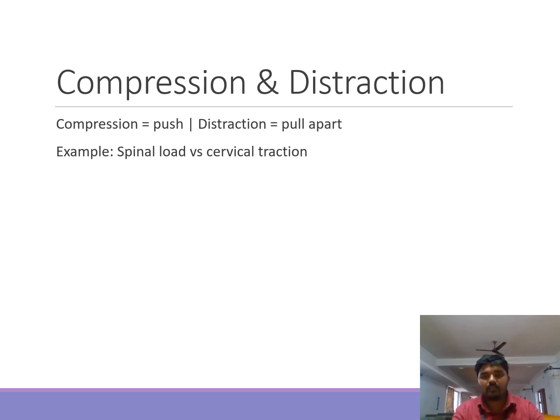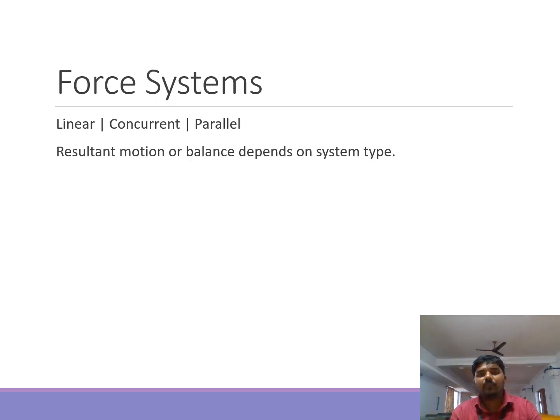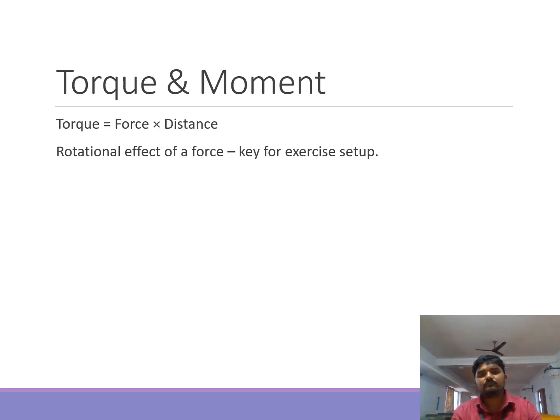Then force system. Forces can be linear, concurrent, and parallel. The resultant motion or balance depends on the system type. Then torque or moment. Torque equals force into distance. It is the rotational effect of the force, which is key for axis setup.